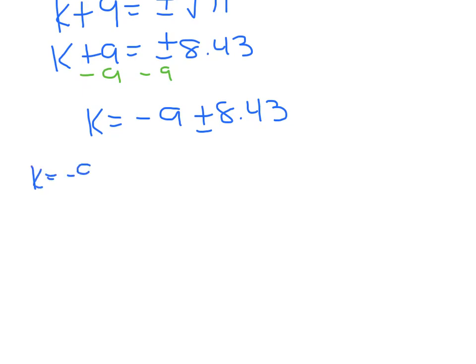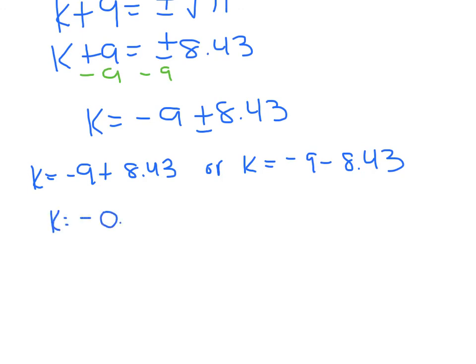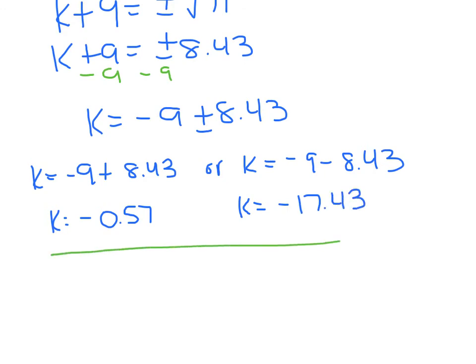K equals negative 9 plus 8.43, or k equals negative 9 minus 8.43. And then you're going to go through and combine like terms, or simplify, really. Negative 9 plus 8.43, that would be k equals negative 0.57. And over here, if I added those, I would get k equals negative 17.43. Those would be my two answers for this problem. All right, let's go over to the next one.